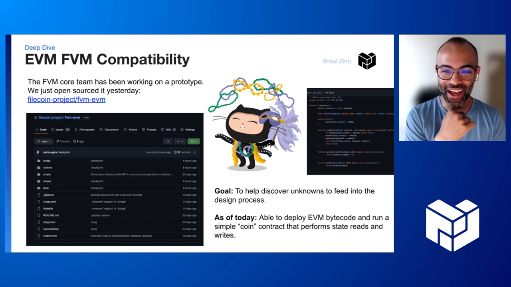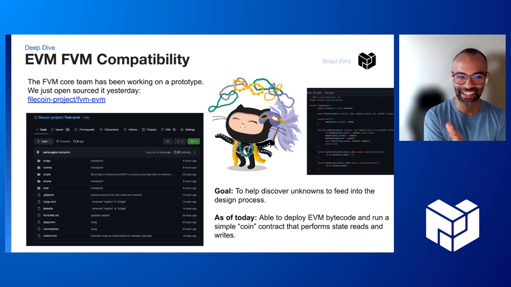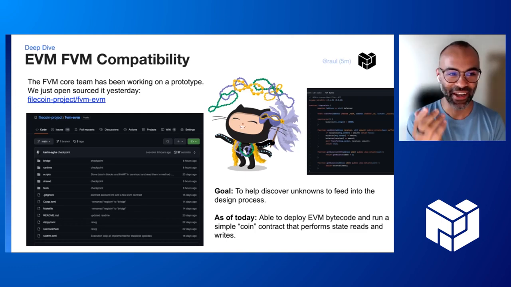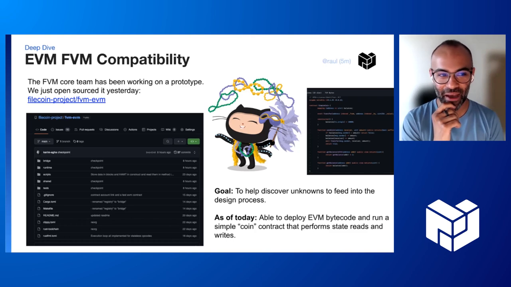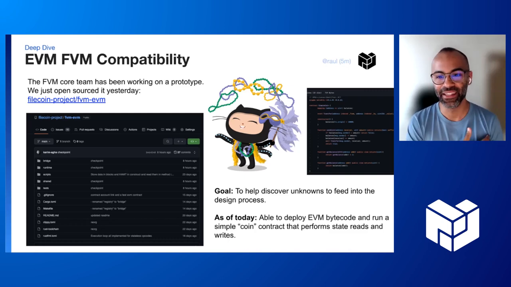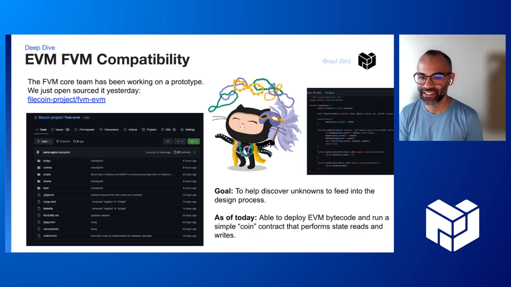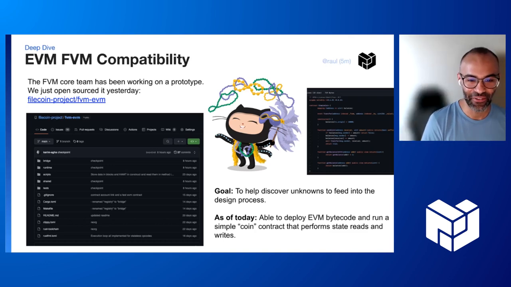He's a team member at the FVM project who led the implementation there. And yeah, we just made it public yesterday. So if you're interested in what's going on there, go to that repo, FVM EVM, under the Filecoin project organization. As of today, we're able to deploy EVM bytecode and run a simple coin contract that performs state reads and writes. And so with that, we've got a surprise for you.